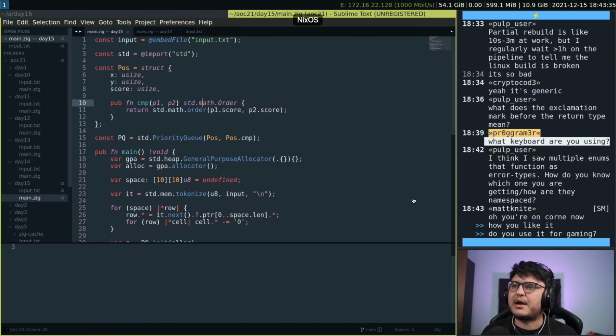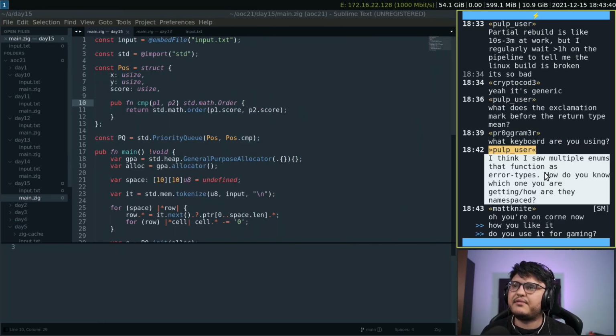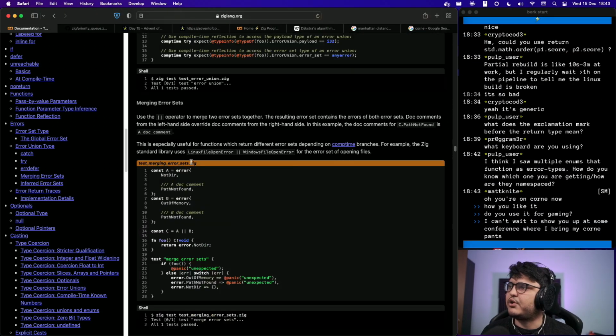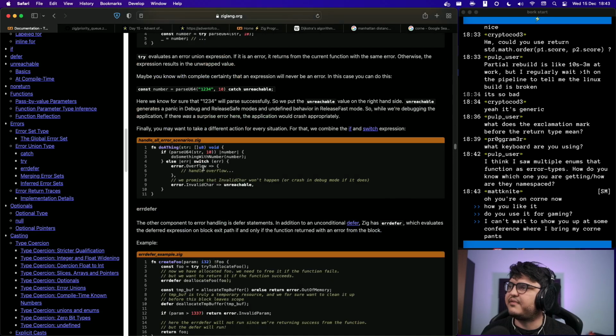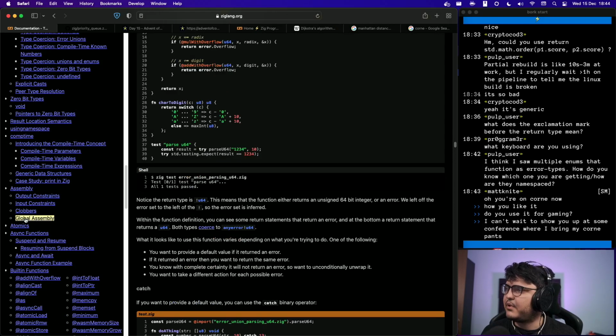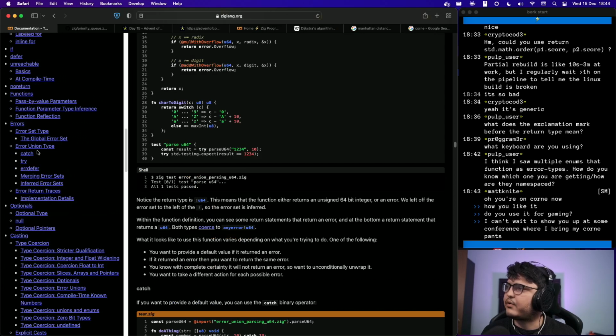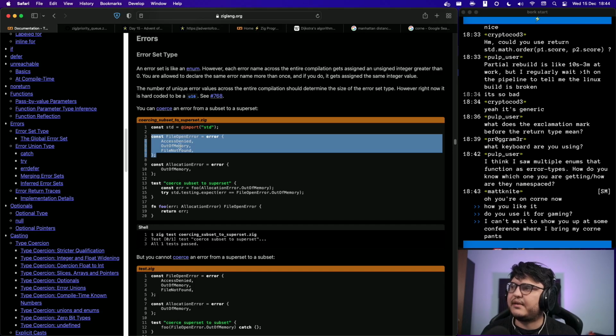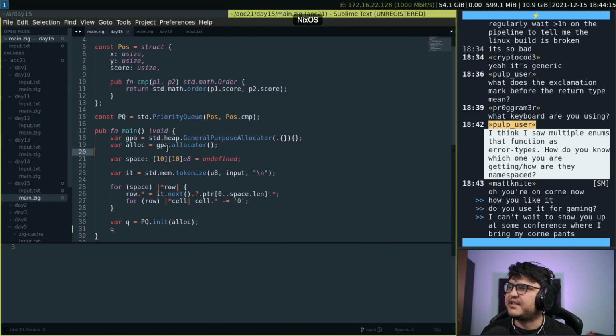I think I saw multiple enums that function as error types. How do you know which one you are getting? How are they namespaced? You should read the documentation for a full explanation of this, but long story short, you can define these errors on the fly when you don't want to be too precise with them. But if you need complex error handling and you want to be precise with it, which is usually the case with libraries, you create them as sets, and then you use a more explicit syntax where you don't just put an exclamation point, but also the error set name.